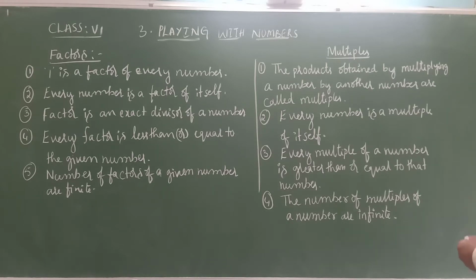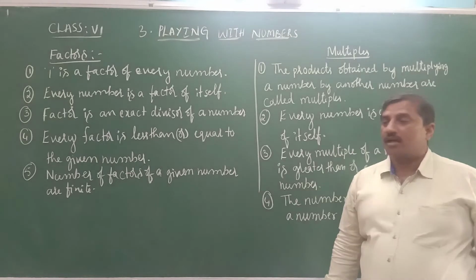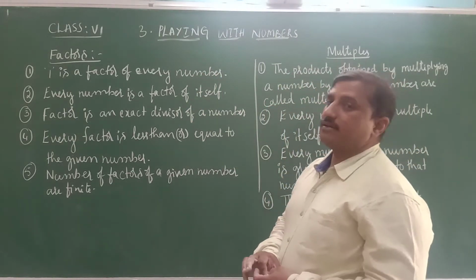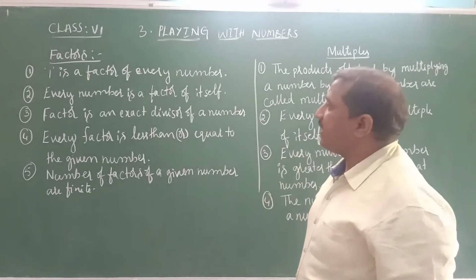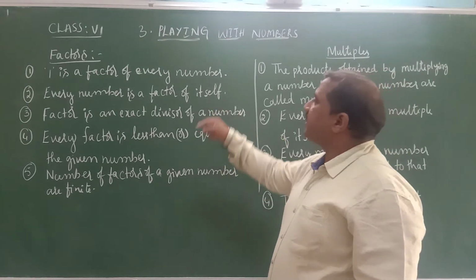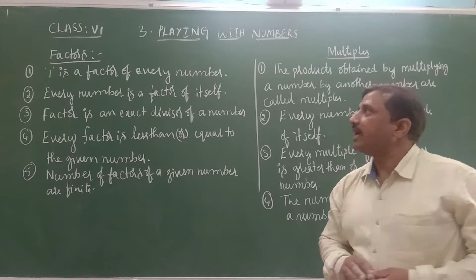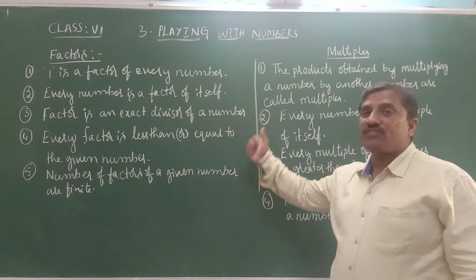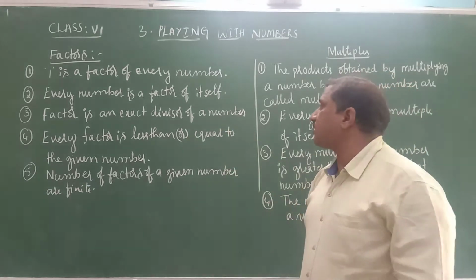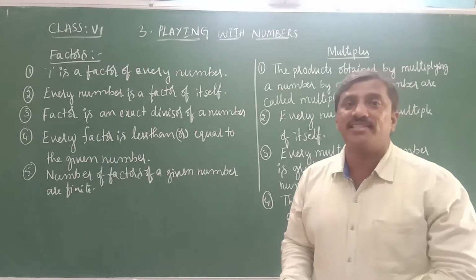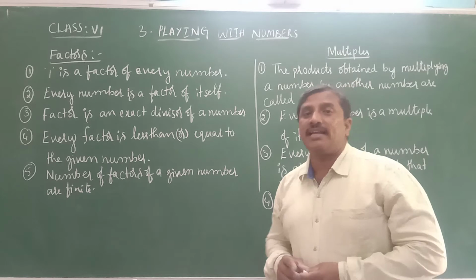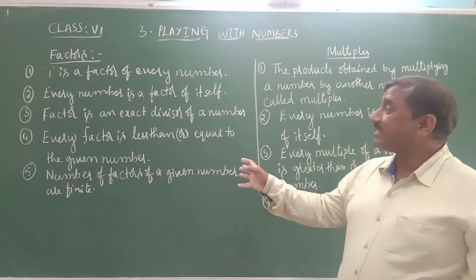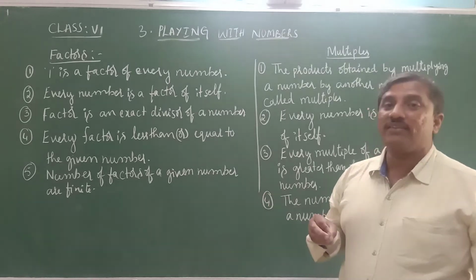Now what can we conclude about factors and multiples? 1 is a factor of every number, and every number is a factor of itself. What is a factor? It is an exact divisor of a number, in the sense that it leaves remainder 0. Now, every factor is less than or equal to the given number.